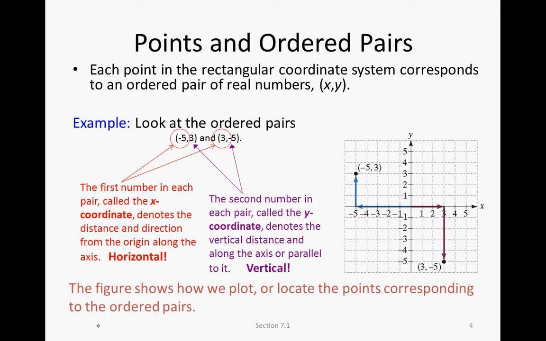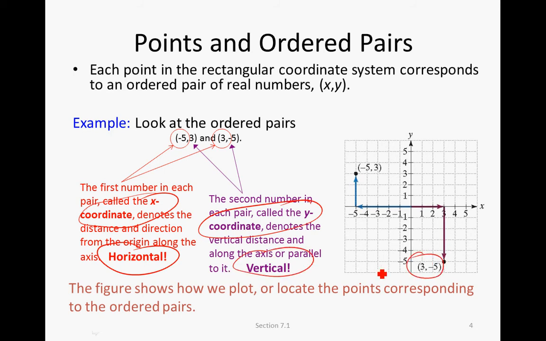So ordered pairs of points have a particular value of x and a particular value of y. And what I want you to realize is the first number in the pair is called the x-coordinate, and it denotes which way you move horizontally. And the second number in the pair is called the y-coordinate, and it denotes which way you move vertically.